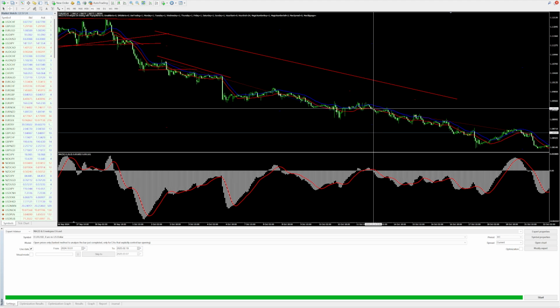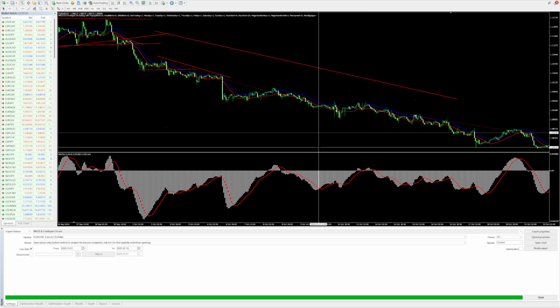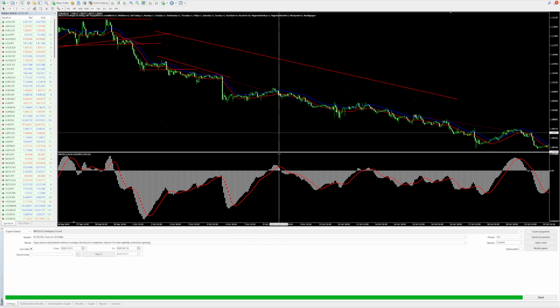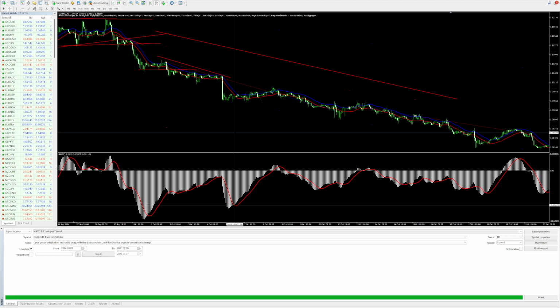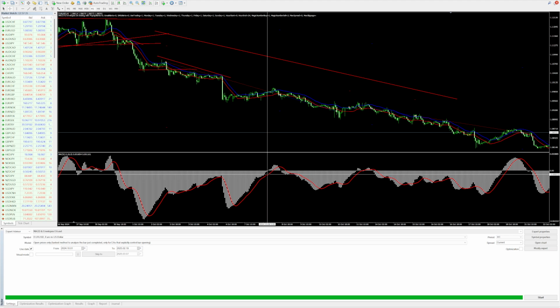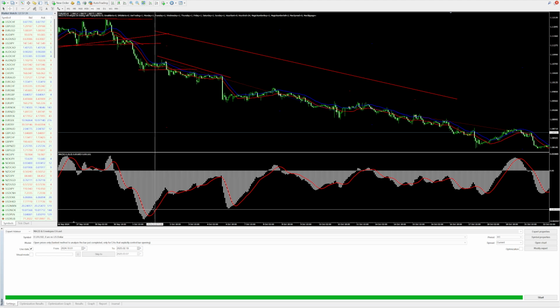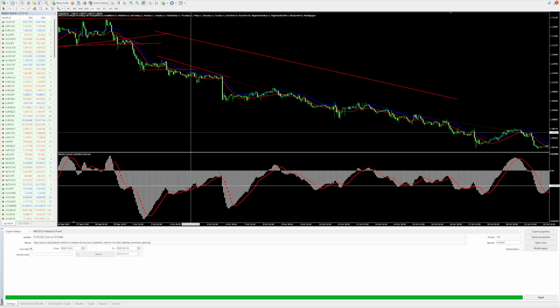Two good trades timed perfectly in this trend. Even a crossover of the trend, the MACD, not just the zero line, but the signal line. So it crossed over here. That was an entry.